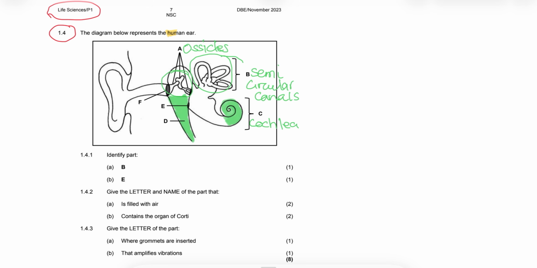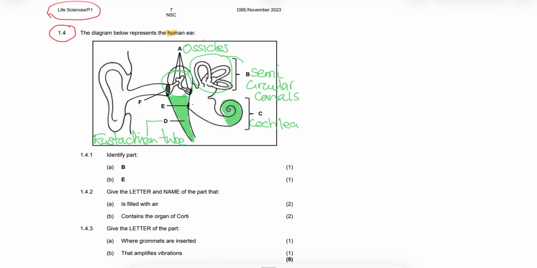We just give it some color so that it's easier for us to see and also remember when it comes to the exam. Right, then we move on. So this part, it is known as the Eustachian tube. So we're just gonna write Eustachian tube. Right, it's D. Right, so I'm just gonna drop the label this way so that it's clear there. Eustachian tube.